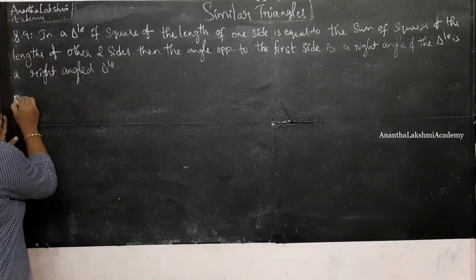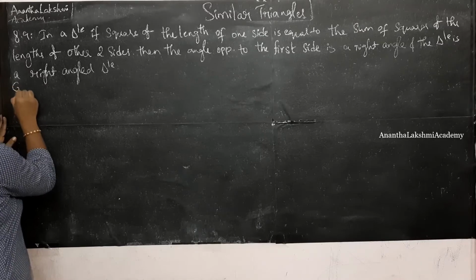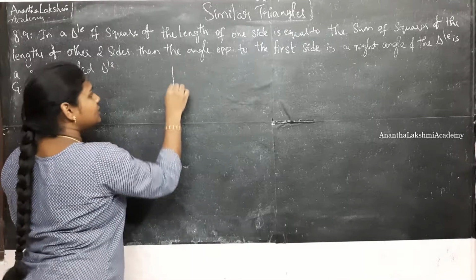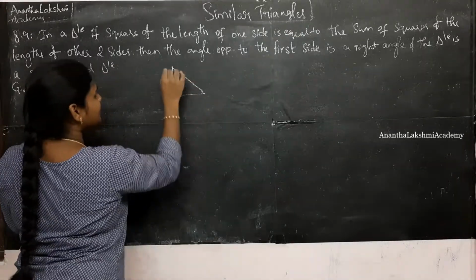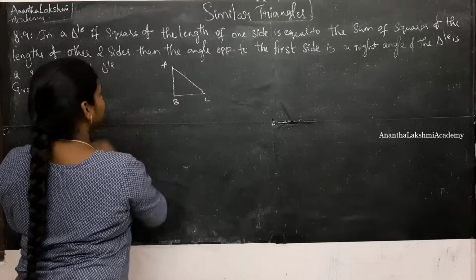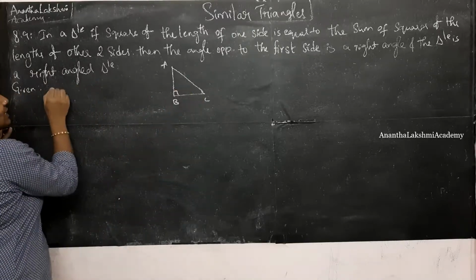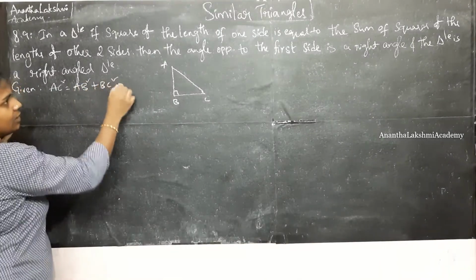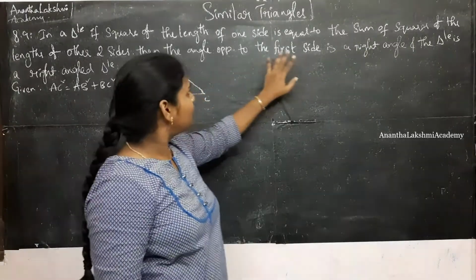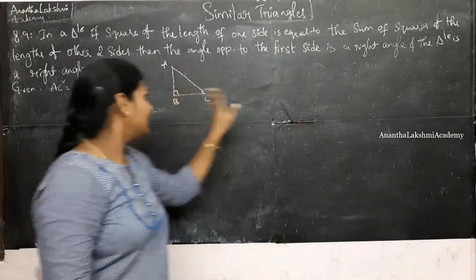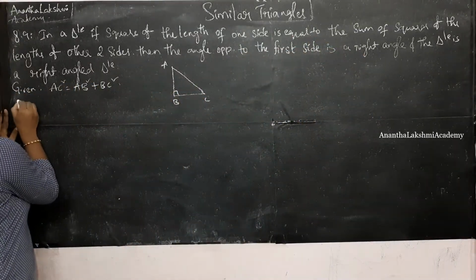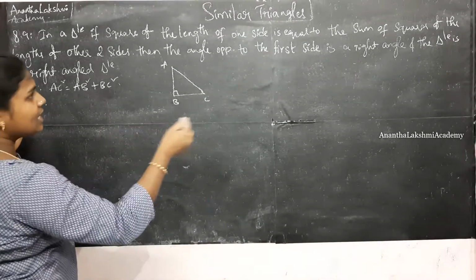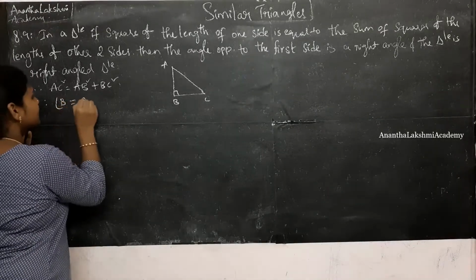Okay, let us consider two triangles. So, what is given? Let me construct a triangle ABC first, right angle at B. What is given? AC square is equal to AB square plus BC square is given. Now, they are asking us to prove that the angle opposite to the first side is a right angle, which is nothing but angle B. What is required to prove? Angle B is equal to 90 degrees.